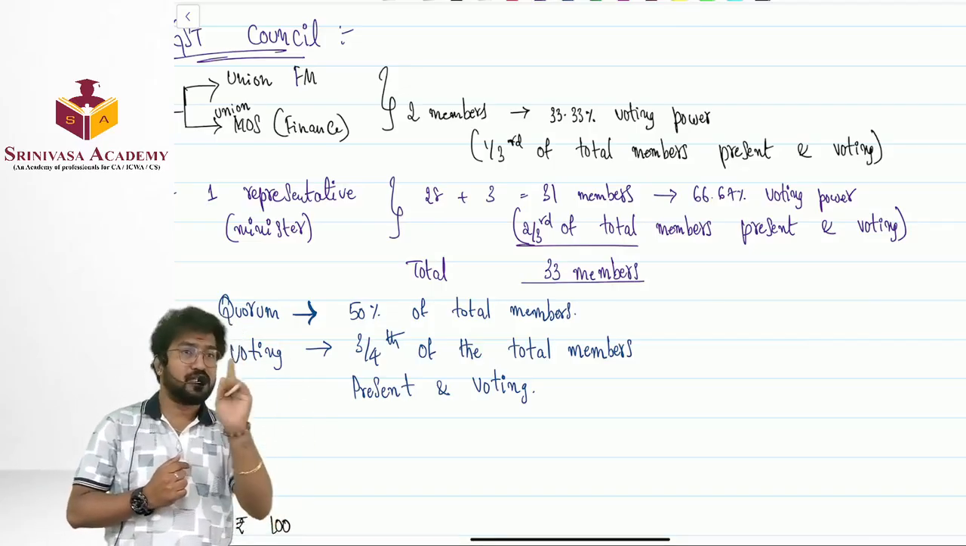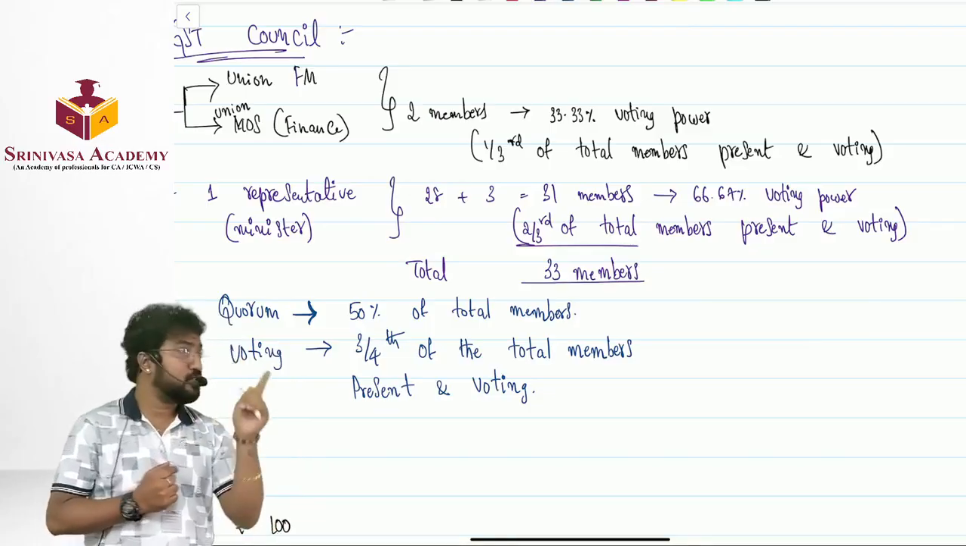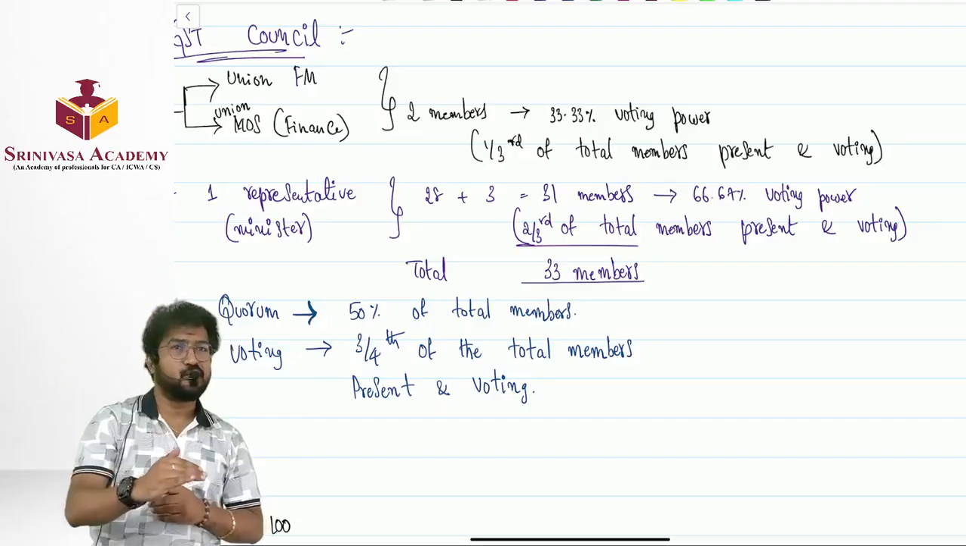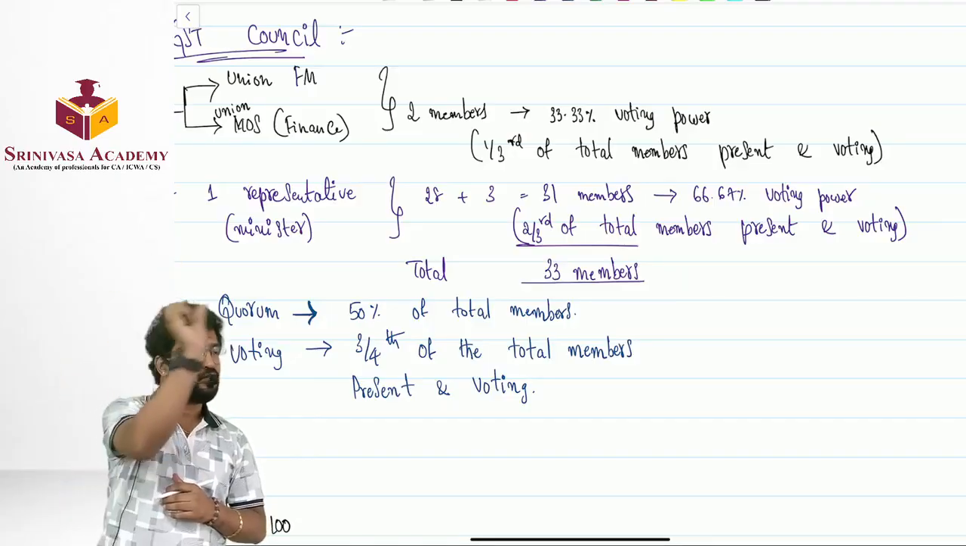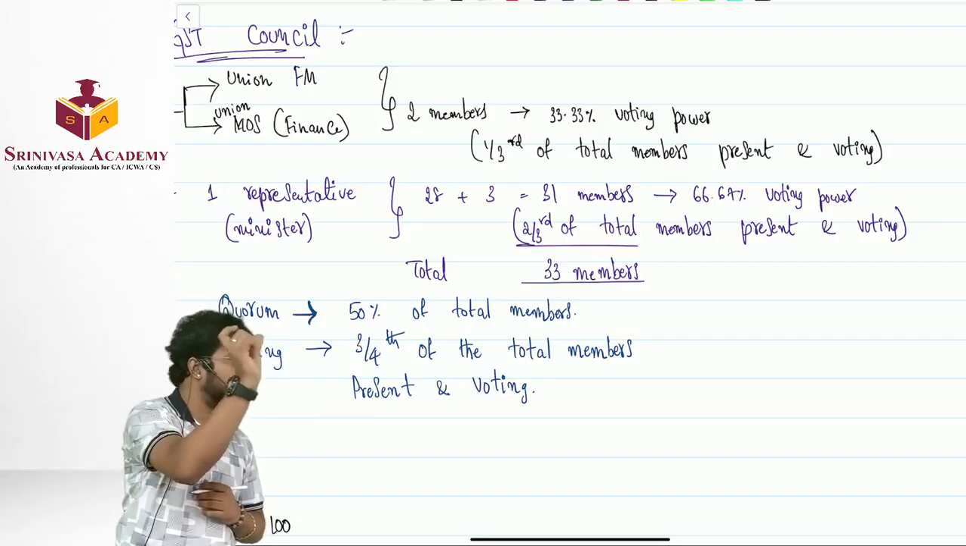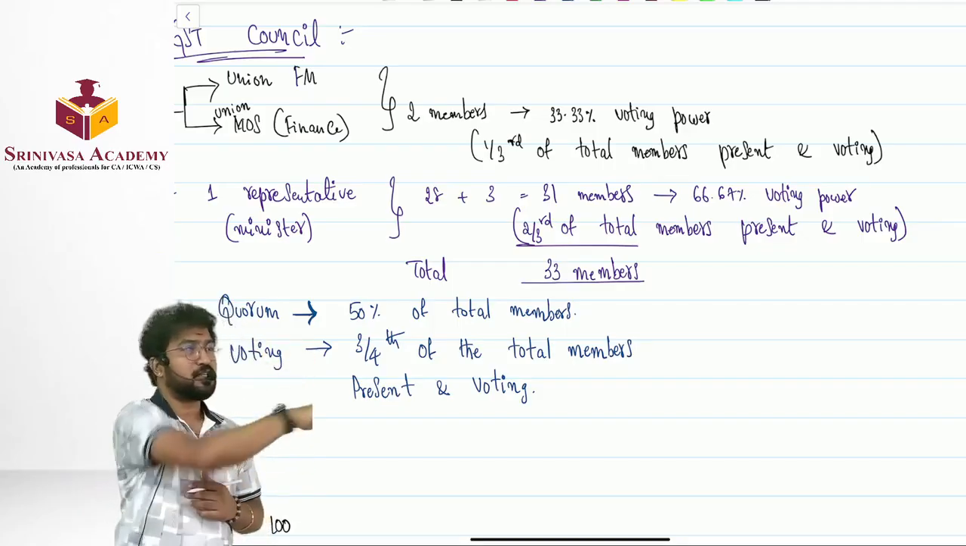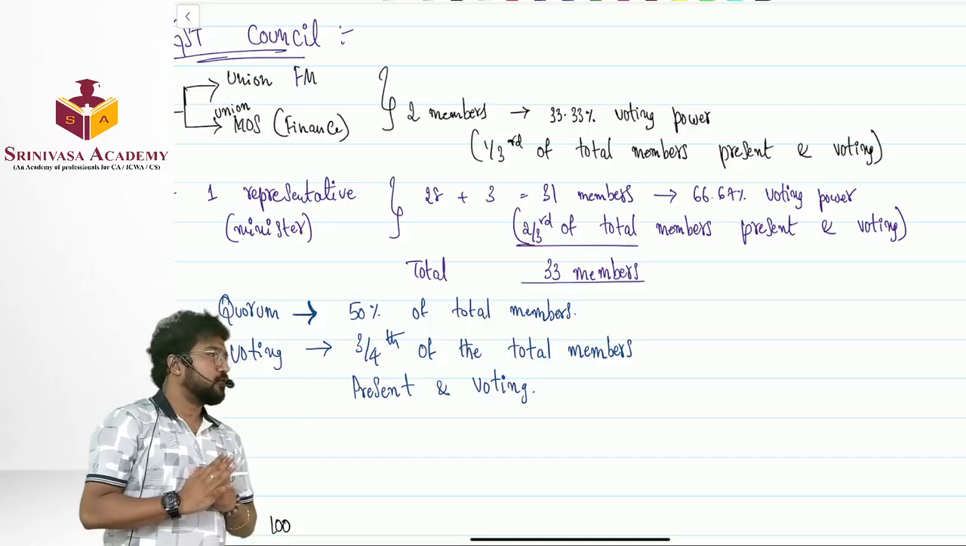Present and voting, these words are very, very important. In MCQs please be very careful. Sometimes they may give 2/3 everywhere. They'll say 2/3 of total members, 2/3 of total members present, 2/3 of total members voting, 2/3 of total members present and voting. So everywhere 2/3 is there.